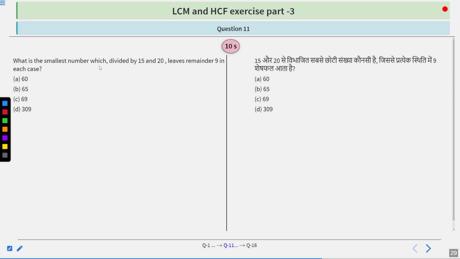What is the smallest number which divided by 15 and 20 leaves remainder 9 in each case? And options are 60, 65, 69, and 309. These are the options.